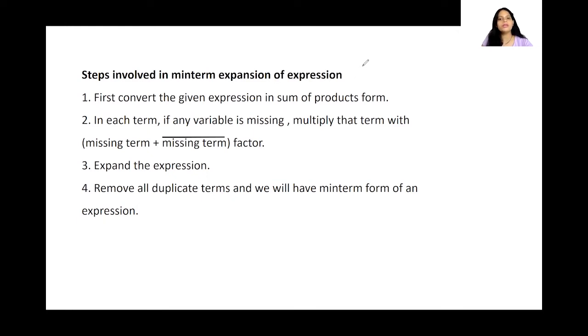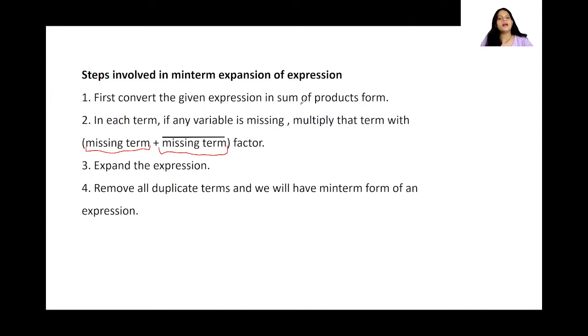Now, how are we going to get that? Okay, so first convert the given expression into sum of products form. Whatever the expression may be, we are going to convert it into a sum of products. Now in each term, if any variable is missing, multiply that term with the missing term and also the complement of that missing term. This is also very important.